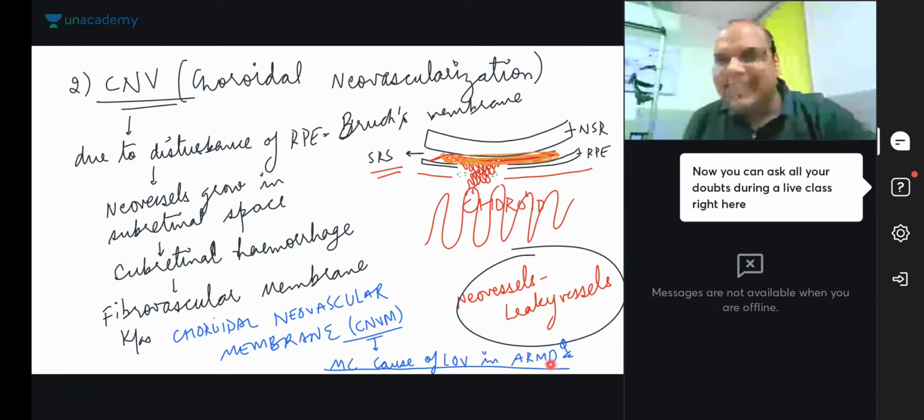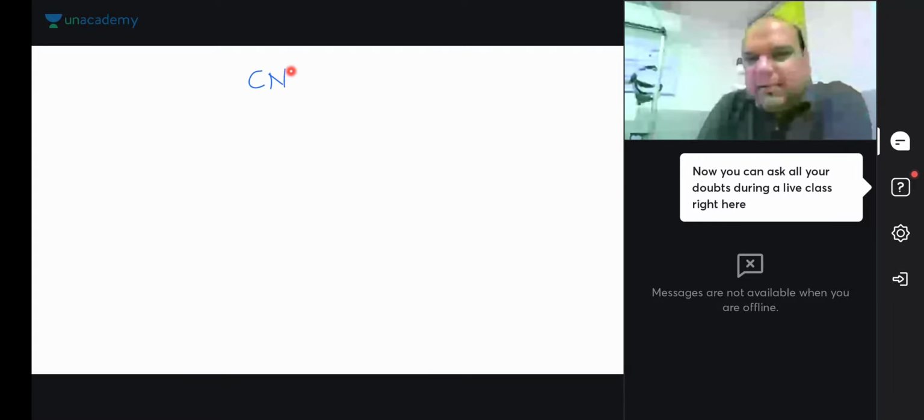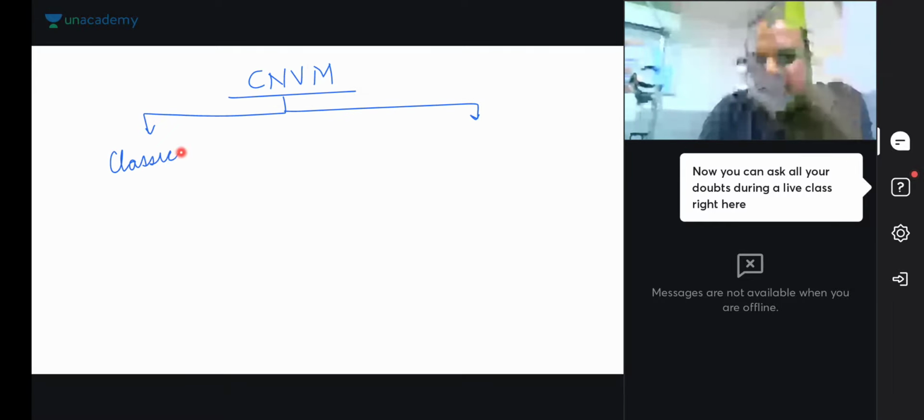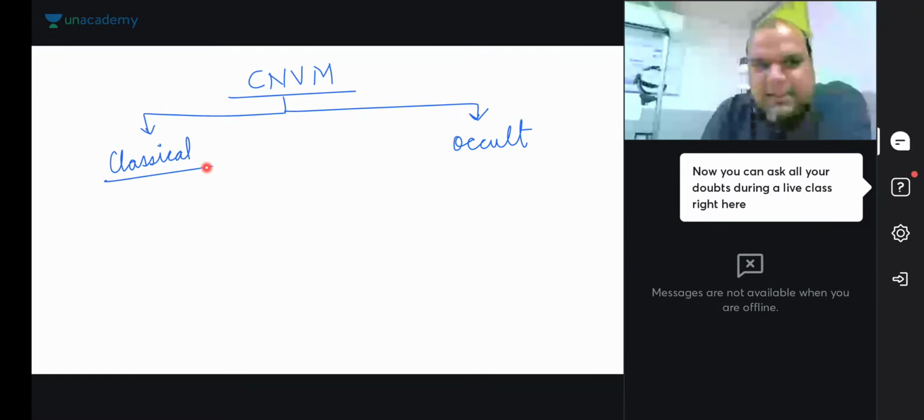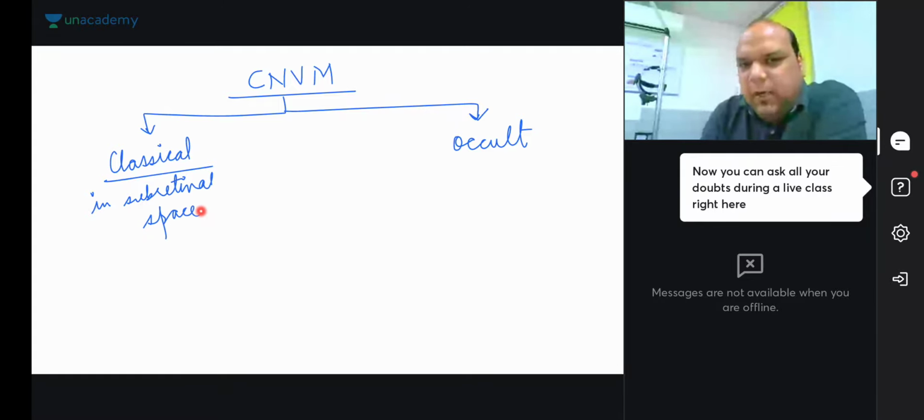Okay. Now, CNVM. The CNVM that I have written is basically of two types. One is called classical CNVM and the other is called occult CNVM. Okay, everybody. Now, classical CNVM is found in the subretinal space, just like I explained to you. But the occult CNVM is slightly different. Instead of forming in the subretinal space, it is formed in the sub-RPE space.